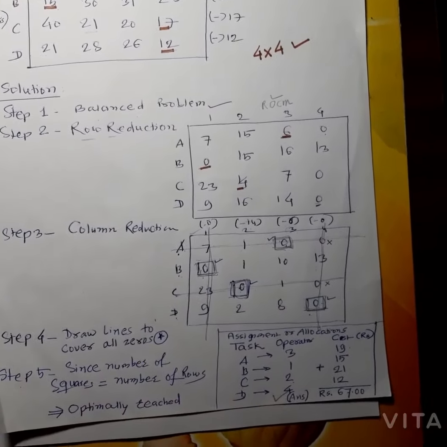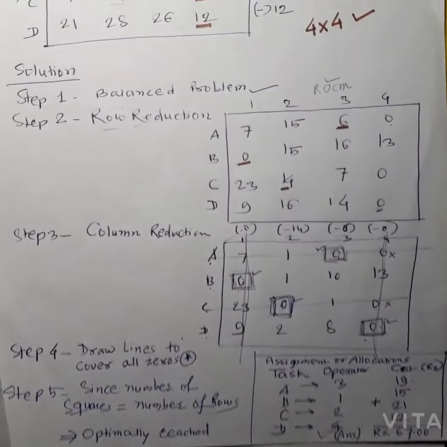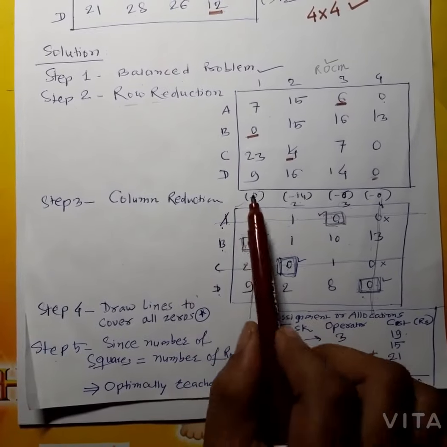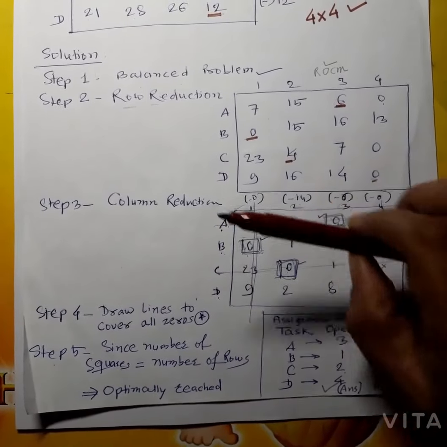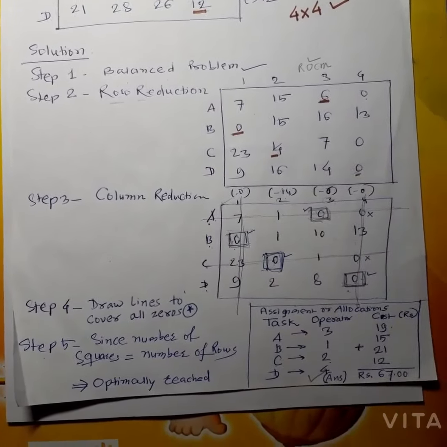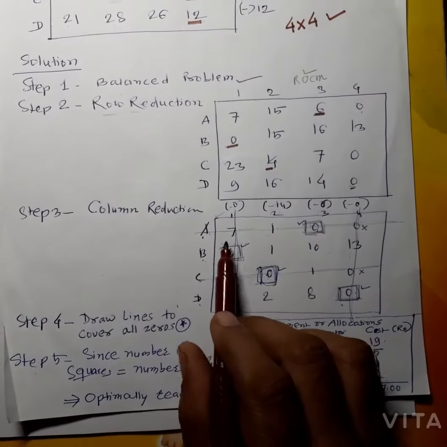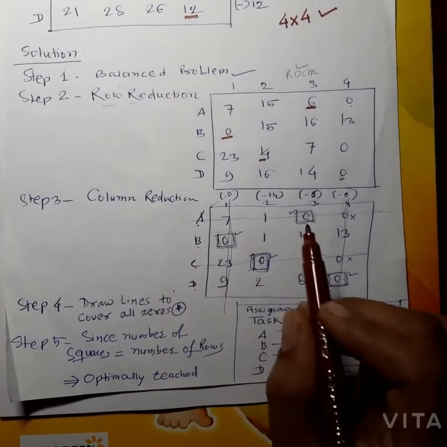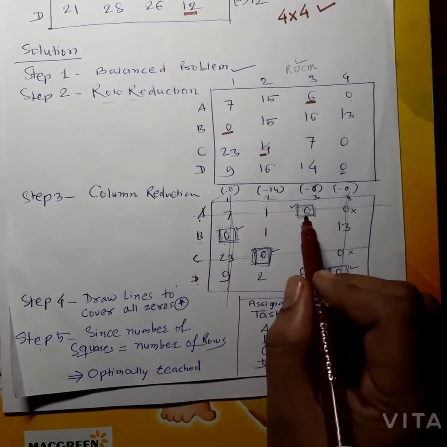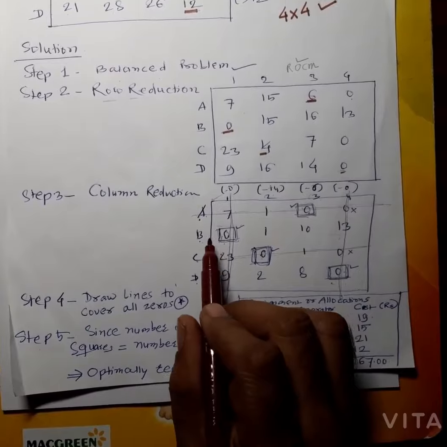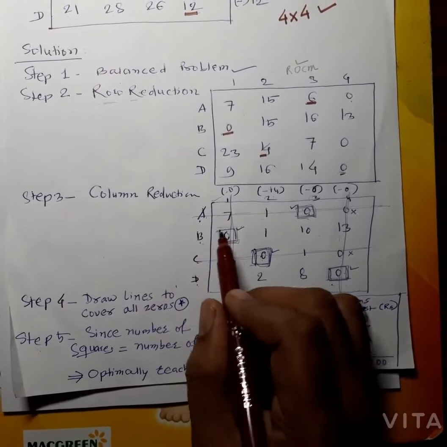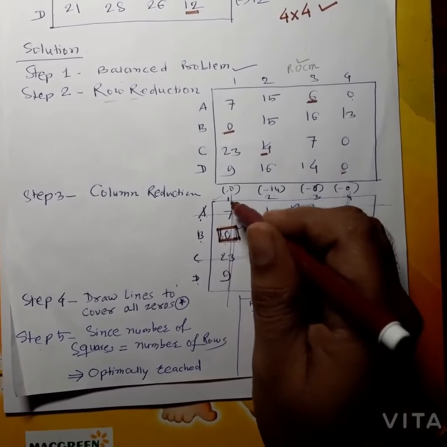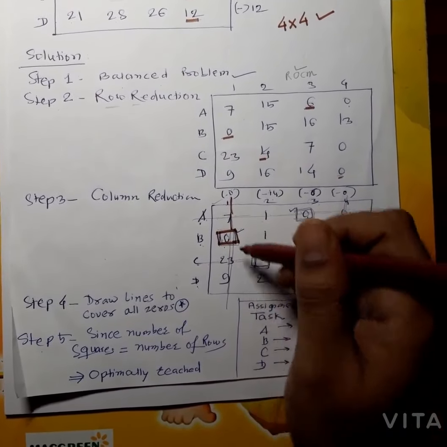Now step number 4, we have to draw vertical or horizontal lines to cover all the zeros. Now see the first row. In the first row there are 2 zeros, okay? This and this one, just ignore it. In the second row, yes, 1 zero is there, just put a square mark on it and draw a vertical line.